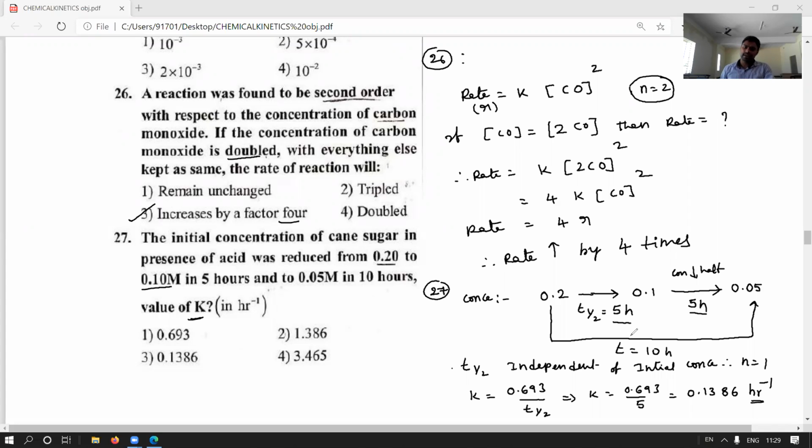Okay, clear students? Whenever cane sugar undergoes hydrolysis in acidic medium, its concentration goes from 0.2 to 0.1, requiring 5 hours. In the same way, 0.2 molar is converted into 0.05 molar, requiring 10 hours. Observing sequentially, the concentration decreases stepwise by half, which means 2 T halves are required. The first T half is 5 hours and the second T half is also 5 hours, so the half life is independent of initial concentration, which means it belongs to first order reactions. The first order rate constant is 0.693 by T half. T half is 5 hours, so K is 0.1386 hour inverse.